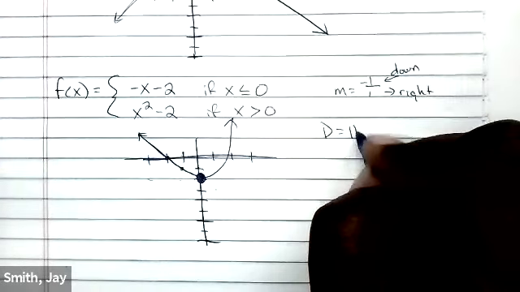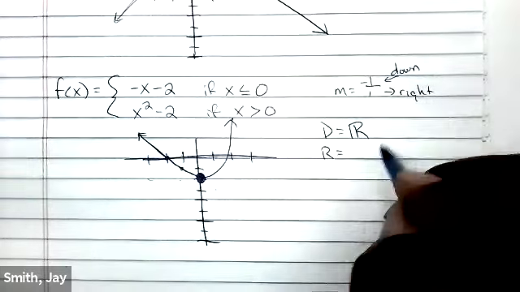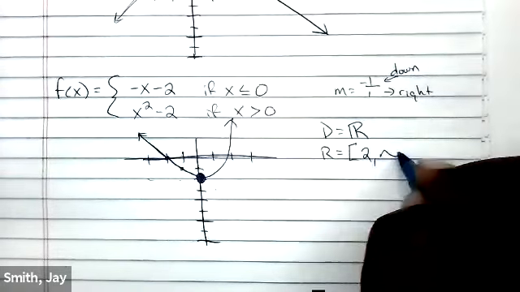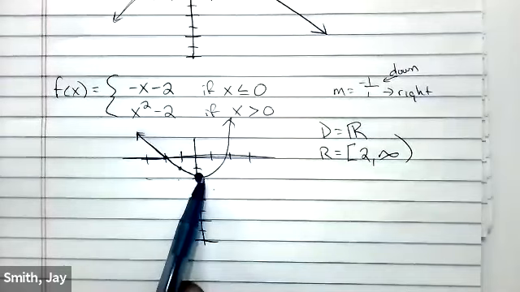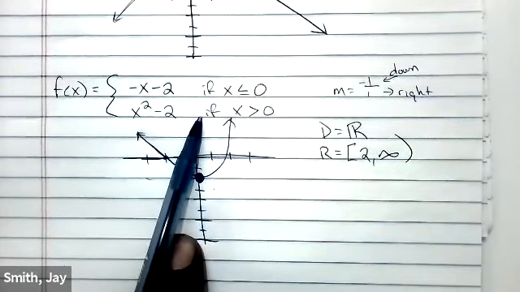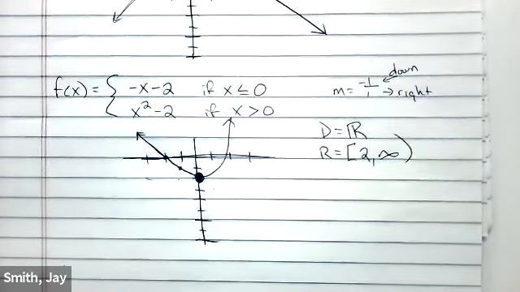The domain will be the entire real number system, where the range will be the bracket 2 to infinity. These are the y values. Everything above 2 is a part of my range, including 2 itself because we got that closed circle on it.